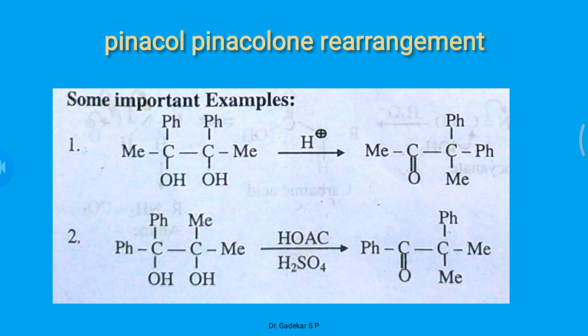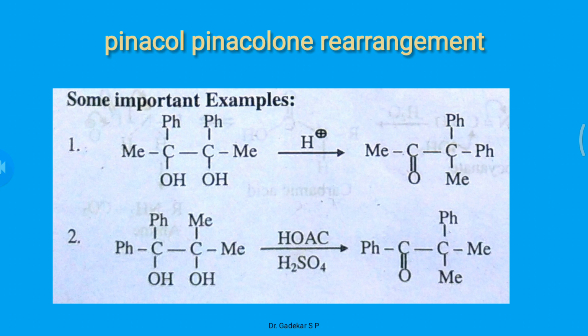Here are Pinacol-Pinacolone rearrangement reaction examples. Some important examples are like this: one carbon carries one methyl and one phenyl group. Of the two hydroxy groups, one is protonated to form an oxonium ion, and then a water molecule is lost to form a carbocation. At this stage, which group migrates?